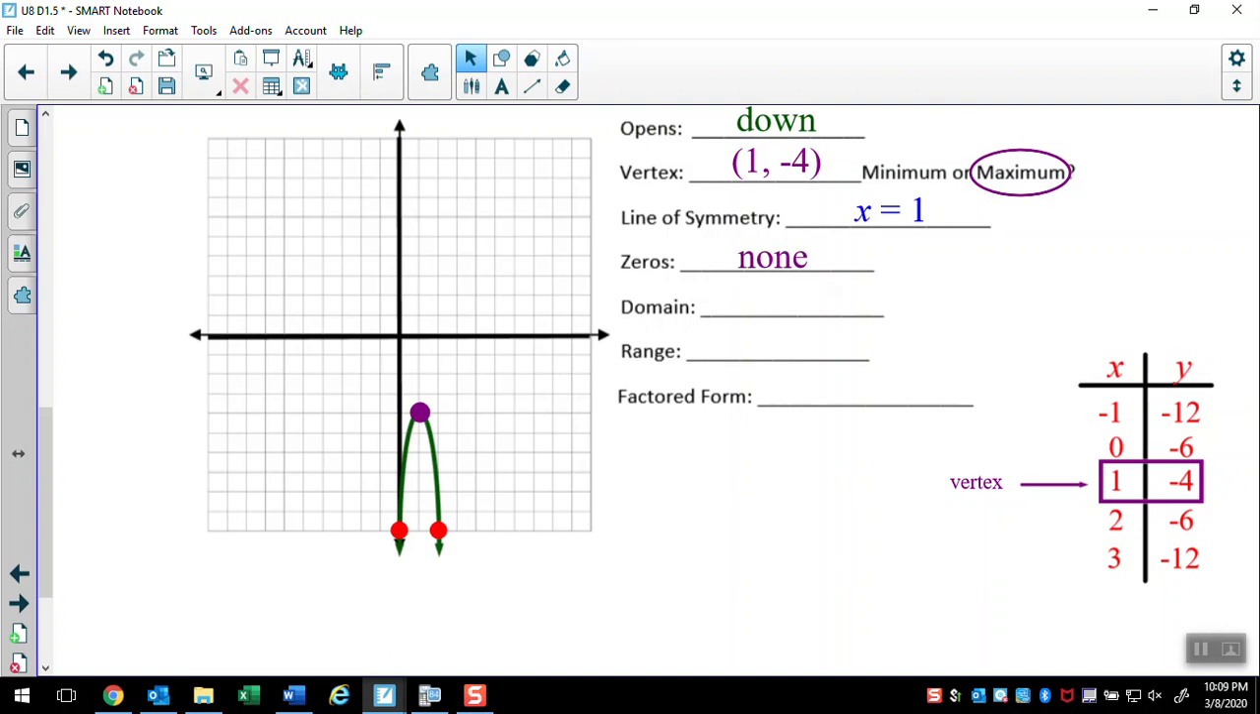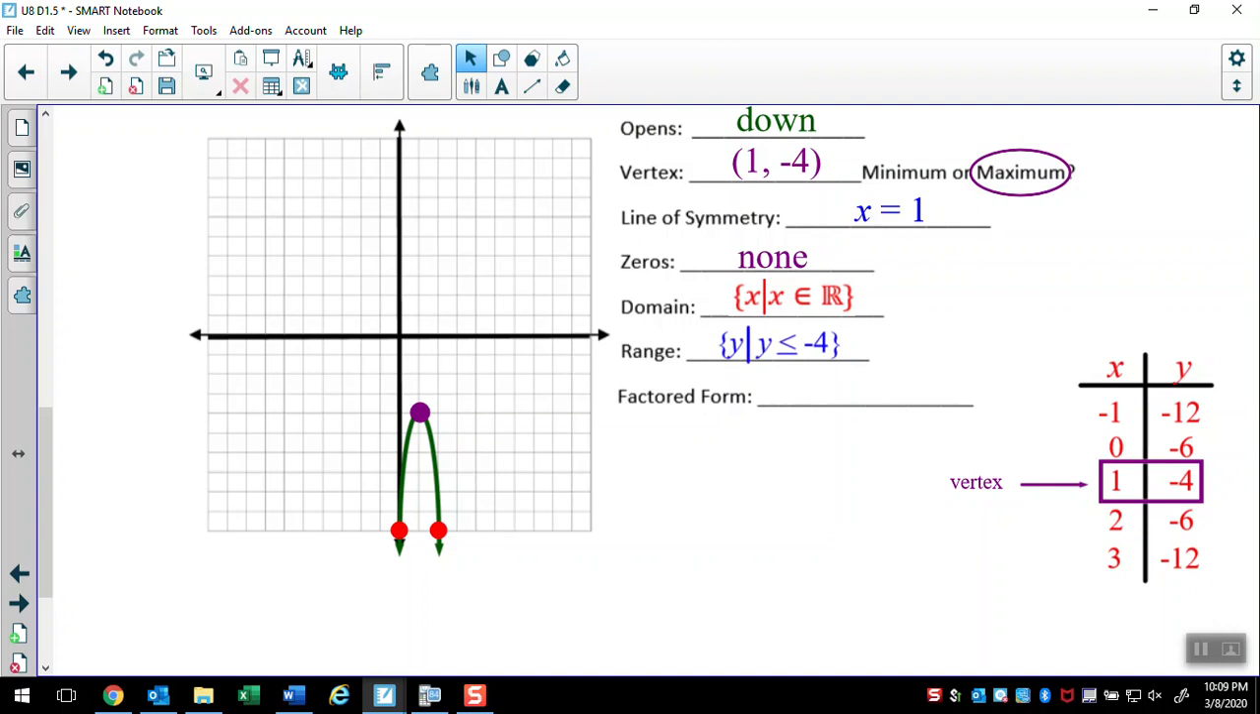My domain, no matter what, if it opens up or opens down, is going to be x includes all real numbers. My range, right, we have a maximum. So my y value of my vertex is -4. All the other y values on this parabola are going to be less than that highest y value. So all my y values are going to be less than or equal to -4.